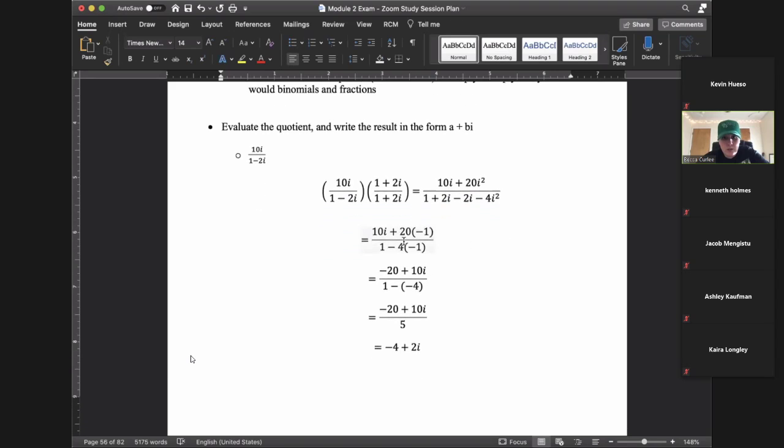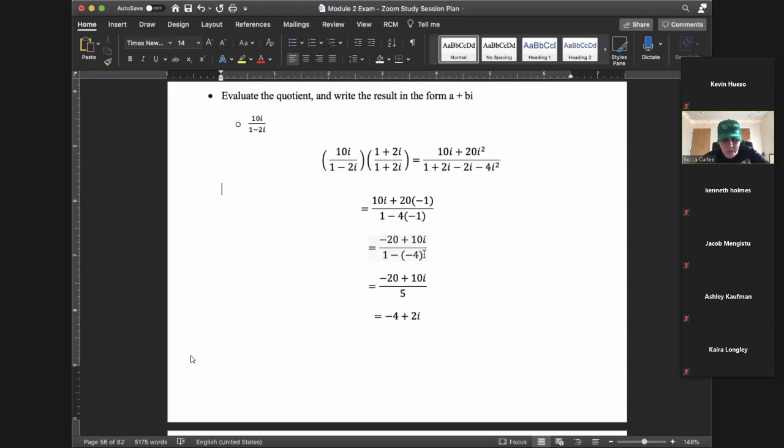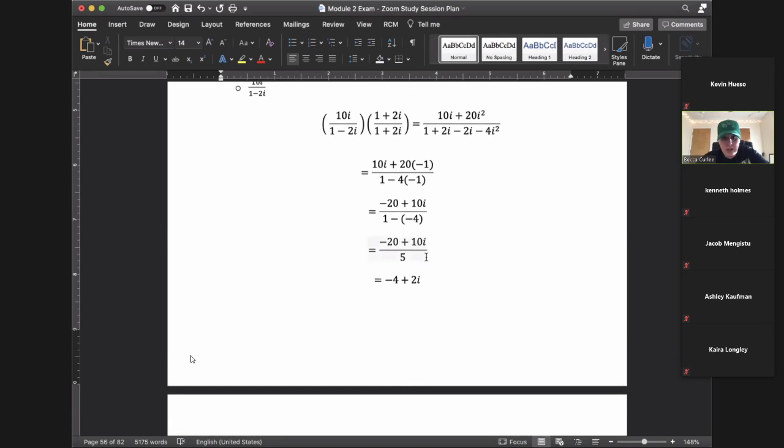So then we've got 10i plus 20 times, remember i squared is -1, so we've got 20 times -1. Then we've got 1 minus 4 times -1, because we've got 4i squared, and i squared is -1. So then we've got -20 plus 10i, and 1 minus -4. That gives us -20 plus 10i over 5. Dividing everything by 5, we get -4 plus 2i.